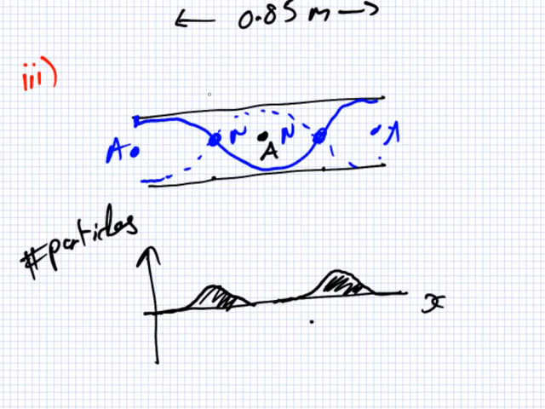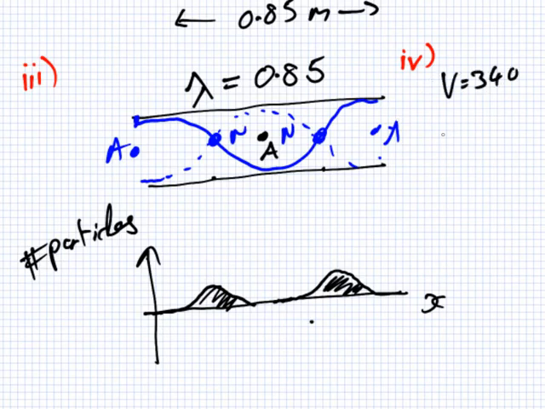Look at this picture here. In this picture, what is the wavelength? Well, this is one wave, isn't it? So the wavelength is 0.85. And in part 4, they tell you the velocity is 340. So they want the frequency. Well, that's easy. What formula do we use? V equals lambda f. So f equals 340 meters per second, right? 400. Oh.